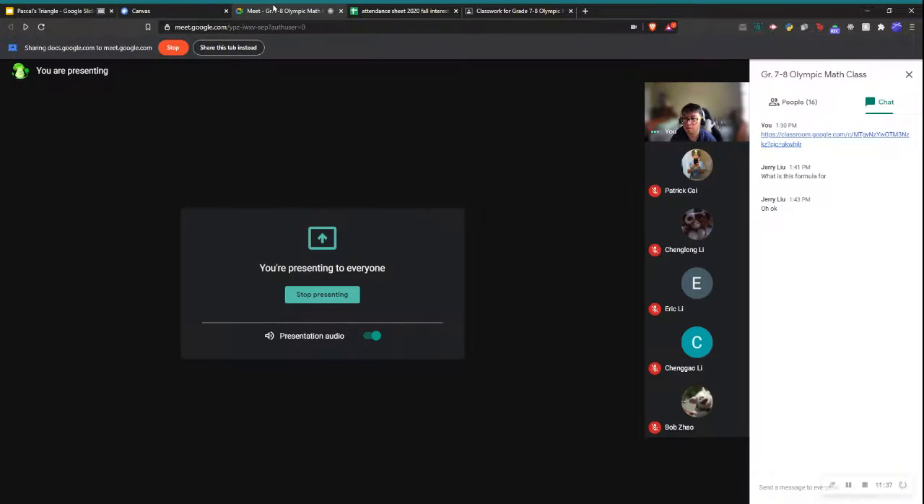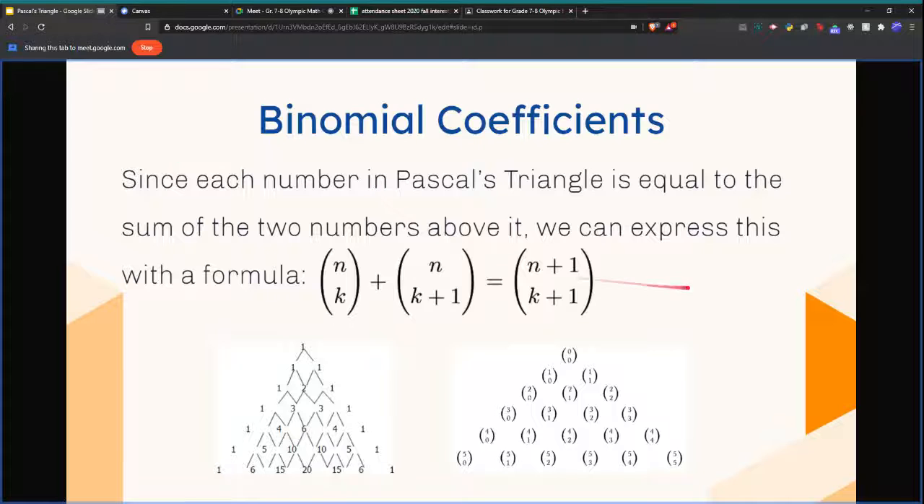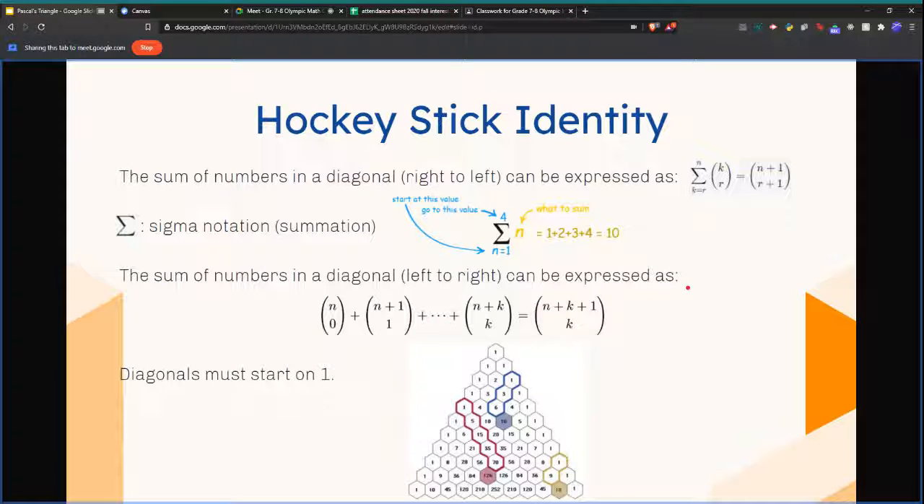So, yeah. Any other questions? No questions? Okay, let's move on. Now we're going to look at another identity called the hockey stick identity, and we'll figure out why it's called a hockey stick. So say we're looking at the sum of numbers in a diagonal. Let's look at the first part: the sum of numbers in a diagonal from right to left. So we're going from right to left like this.